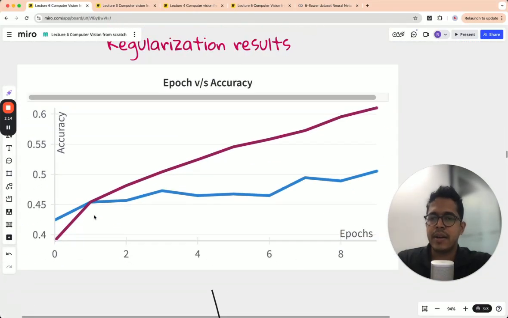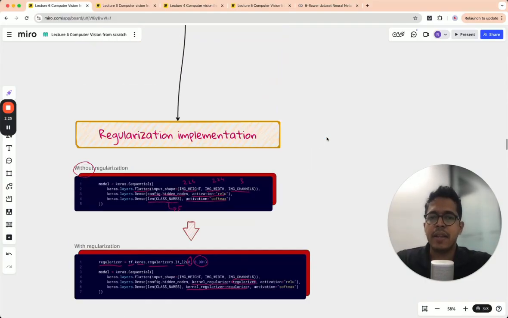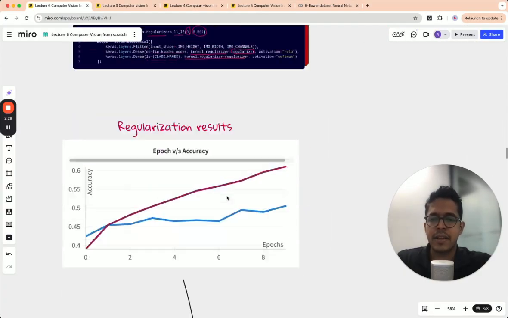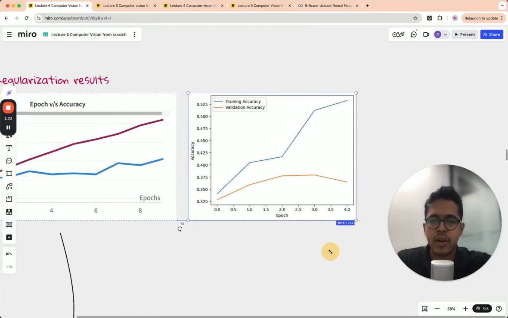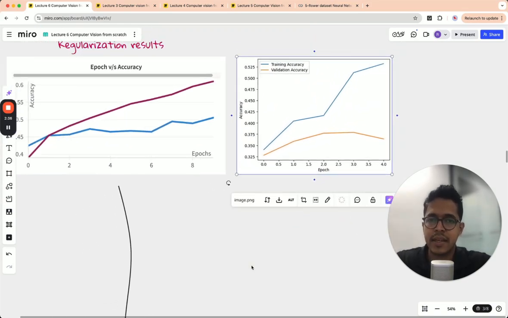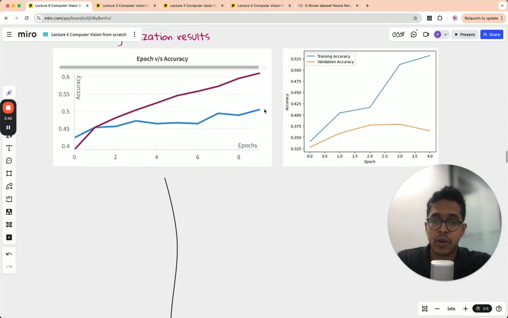After we implemented regularization, we were getting something like this. This red curve is the training accuracy and this blue curve is the validation accuracy. Unlike the previous plot that we had, let me copy this plot and paste it here for side-by-side comparison. Here you can see that training accuracy was again keeping on increasing before we implemented any regularization. It was going above 0.525 after 5 epochs. Here we have run already 10 epochs and you can see that validation accuracy is not coming down, meaning overfitting is not happening yet. But in this graph from our previous experiment from last lecture, there is definitely overfitting happening.